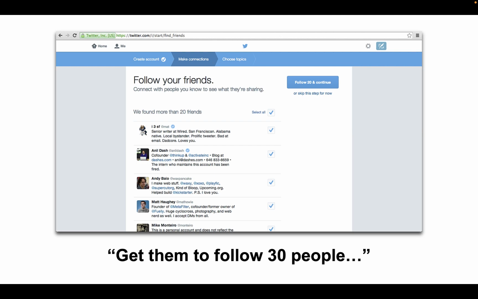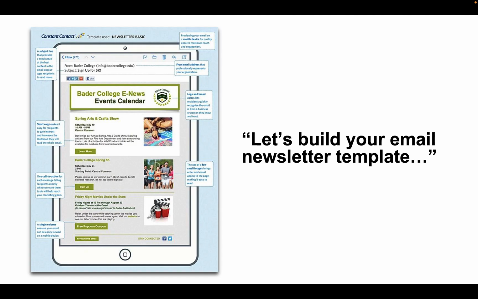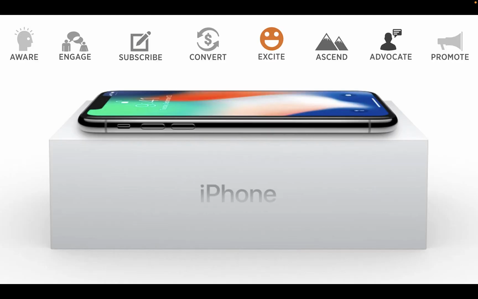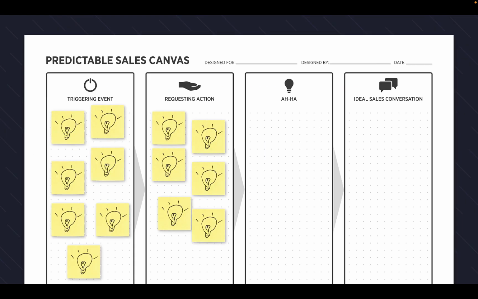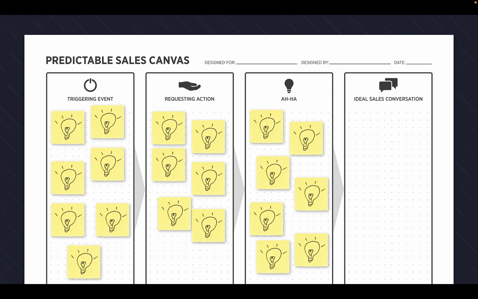And again, the ah is wonder and the ha is understanding. Again, with the Twitter example, getting them to follow 30 people. Constant Contact, offering a newsletter template builder. And then the phone. So be thinking of some aha moments that you could offer.